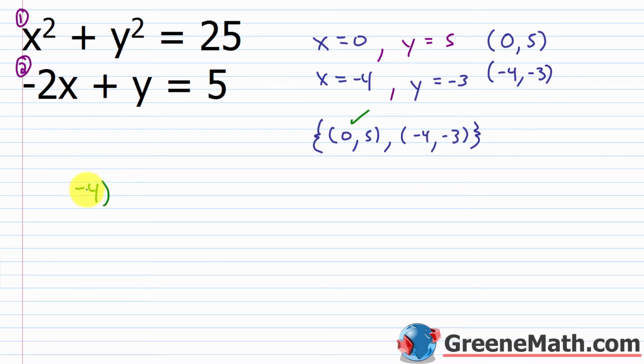This one checks out. What about negative 4, negative 3? So negative 4 squared plus negative 3 squared equals 25. Negative 4 squared is 16. Negative 3 squared is 9. 16 plus 9 is 25. So it does work there. All right, let's check it in the last one. So negative 2 times negative 4 would give me 8. So I would have 8 plus negative 3 equals 5. We know that's true. So this does check out in each one as well.